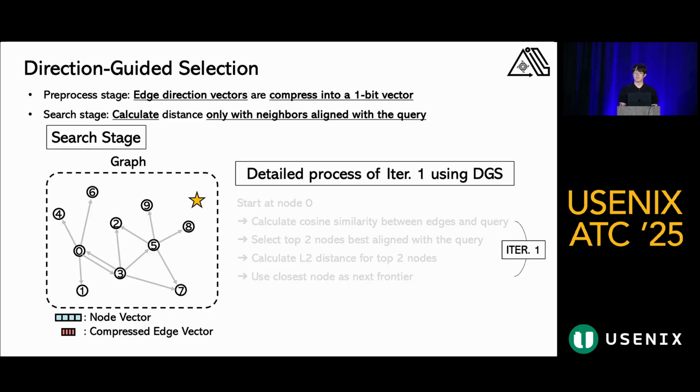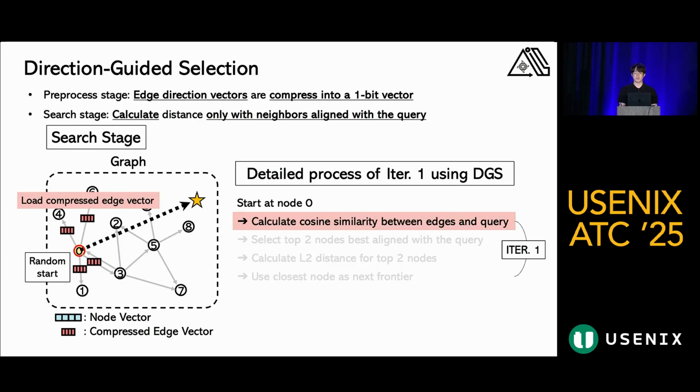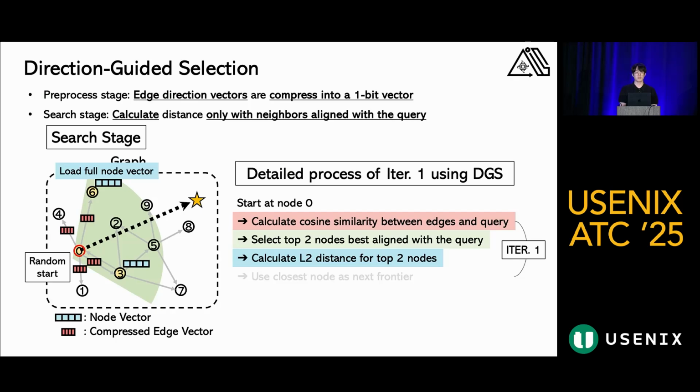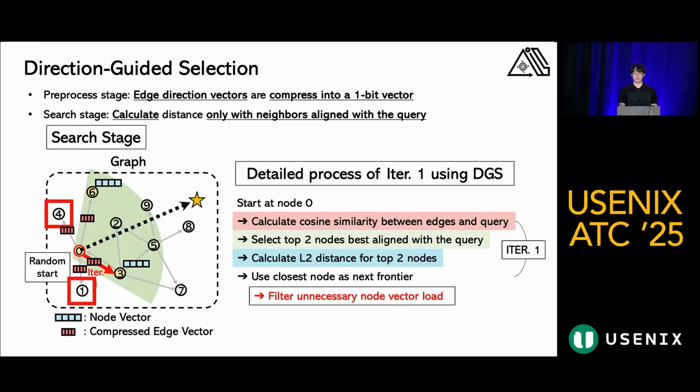I will now explain the detailed process of a single iteration in a search process when using direction-guided selection. First, the search starts at a random point. We then load the compressed edge vector to compute the cosine similarities between the edges and the query. Next, we select the top 2 nodes best aligned with the query. Only after selecting the promising neighbors, we load the full node vectors and calculate the exact L2 distance of the selected top 2 nodes. Finally, finding the closest node. As shown in the red box, this filters unnecessary node vector loads.